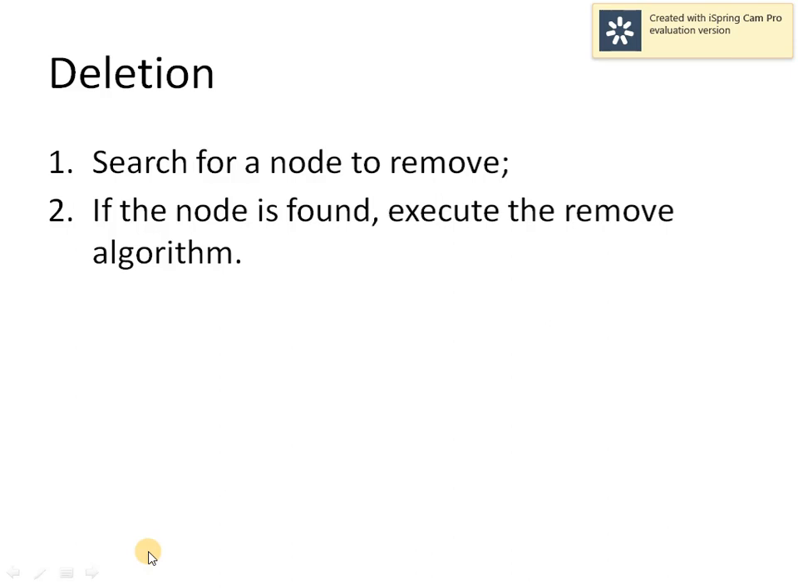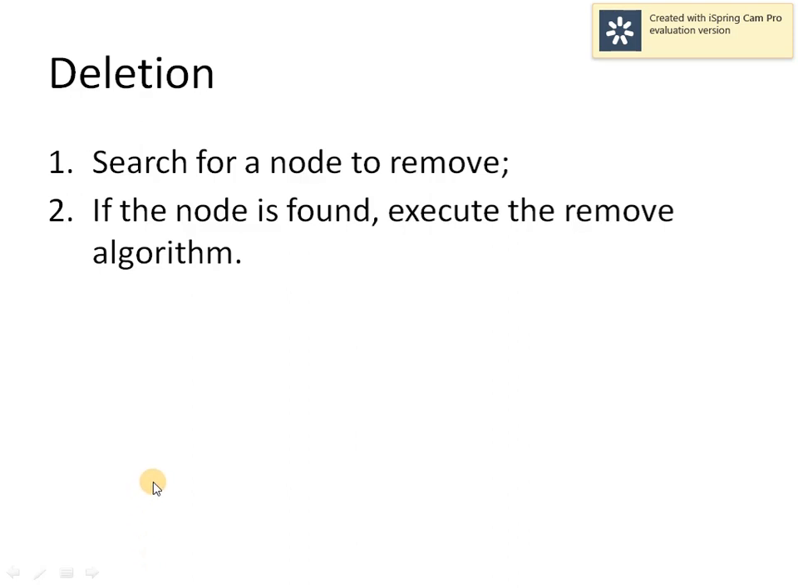Hello everyone. Today we are going to talk about the deletion operation in a binary search tree. Whenever we have to delete a node from a binary search tree, we first have to search for that node. If the search is successful, that means the node is present in the binary search tree, then only we can remove it; otherwise we cannot remove a node. So if a node is found, then we have to execute the deletion algorithm.